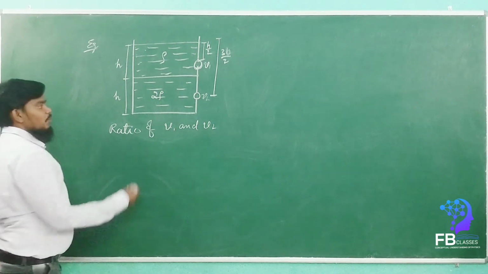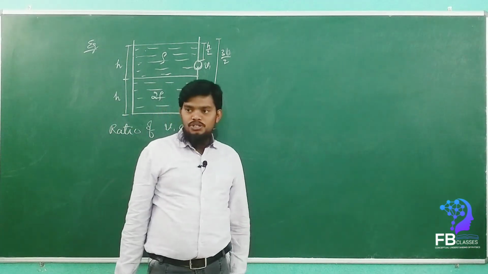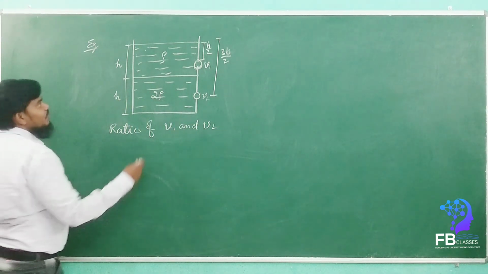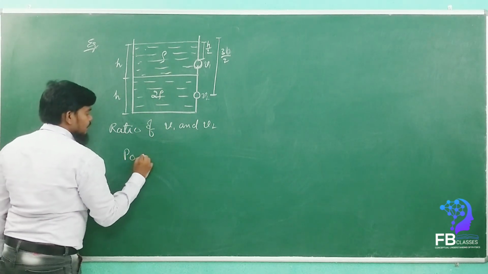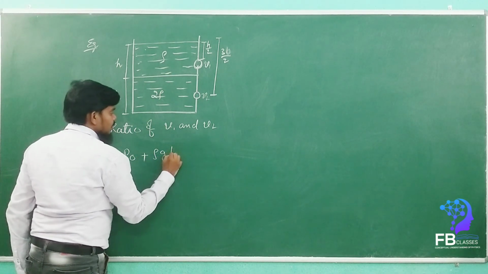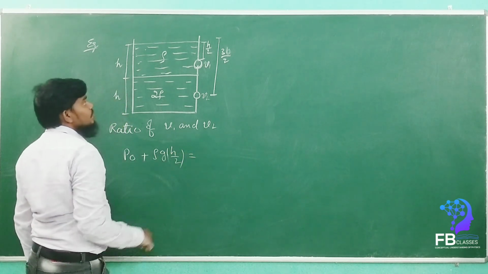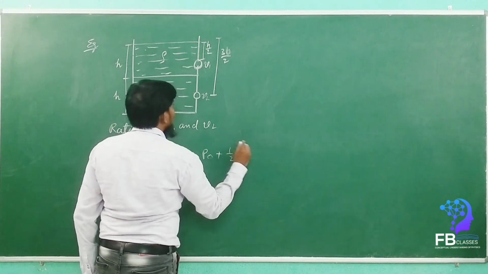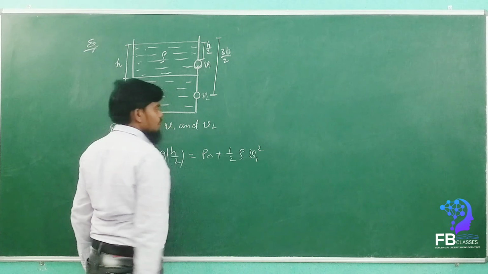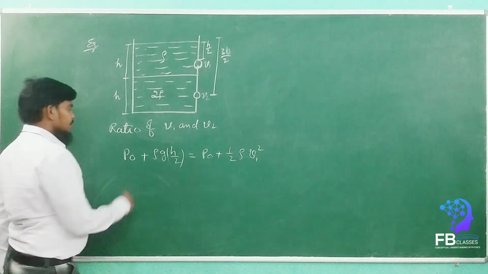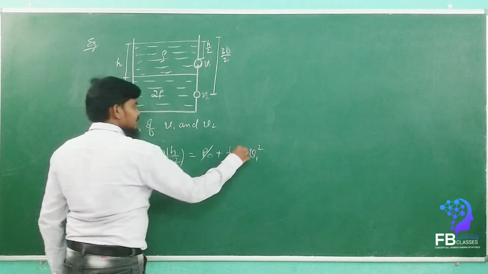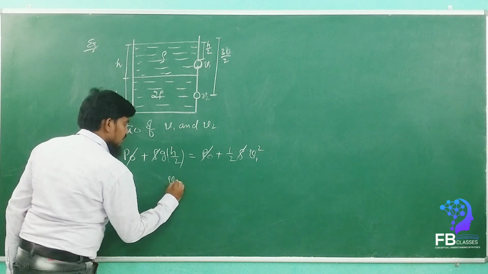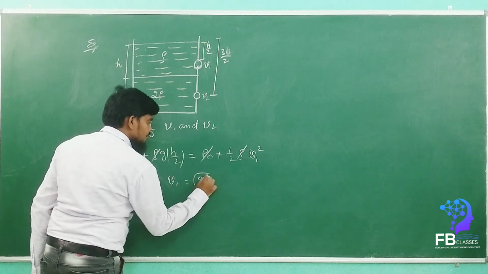So it is very easy. Apply Bernoulli's theorem. Yes or no? When you apply Bernoulli's theorem for the first hole, how much, my dears? It will come as P naught plus rho g h by 2 is equal to P naught plus half rho v1 square. Got it? From here P naught gets cancelled, rho gets cancelled. Then v1 is equal to root gh.